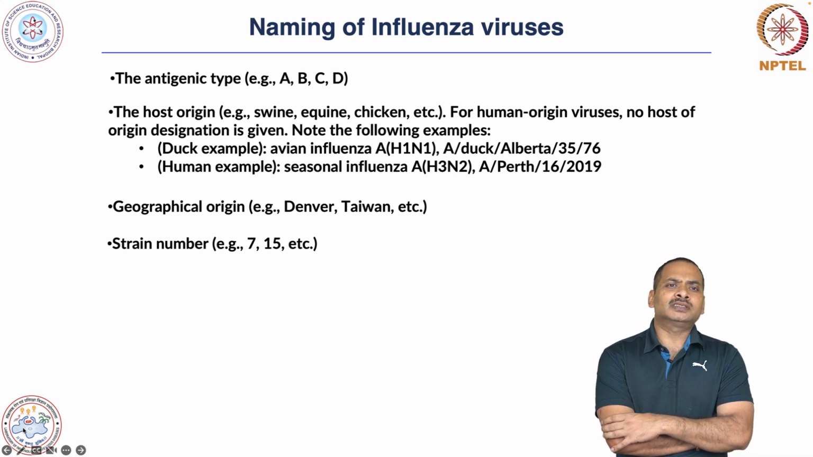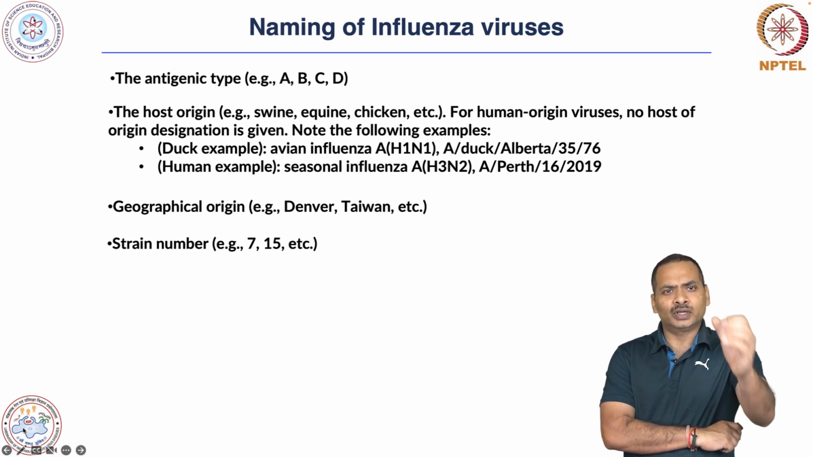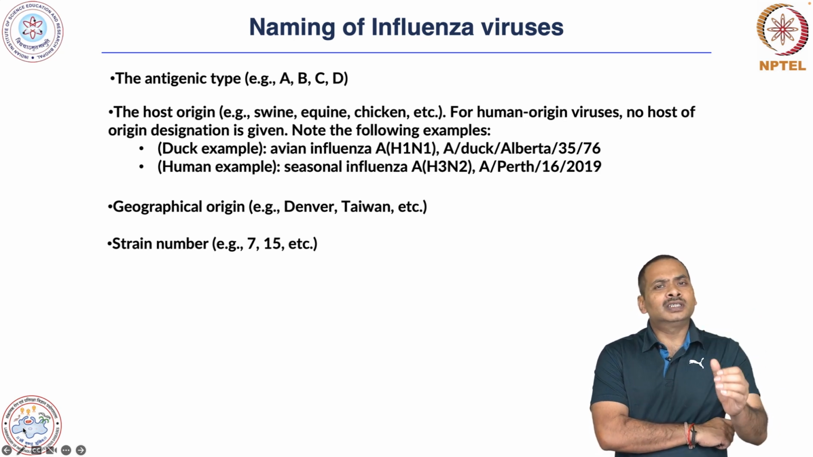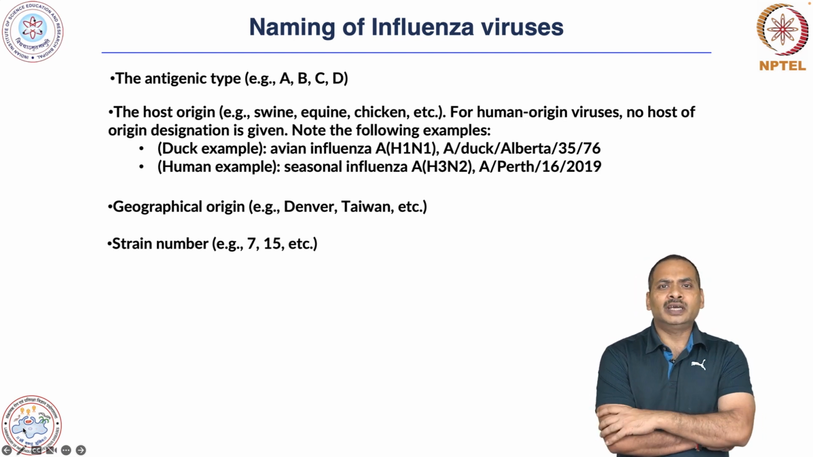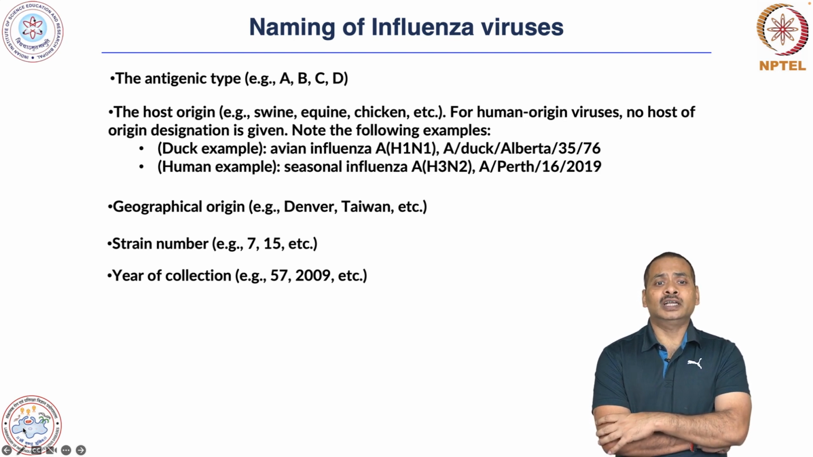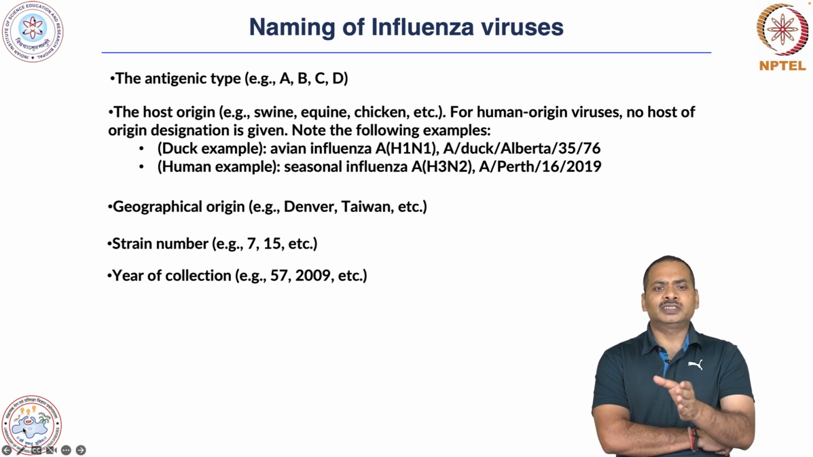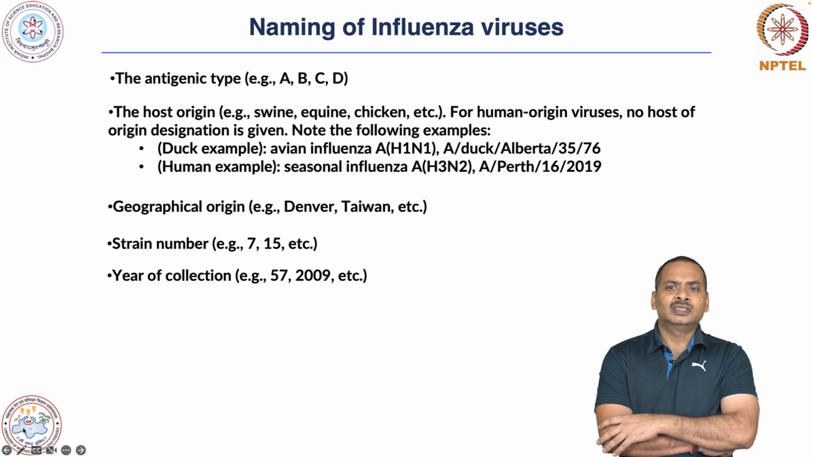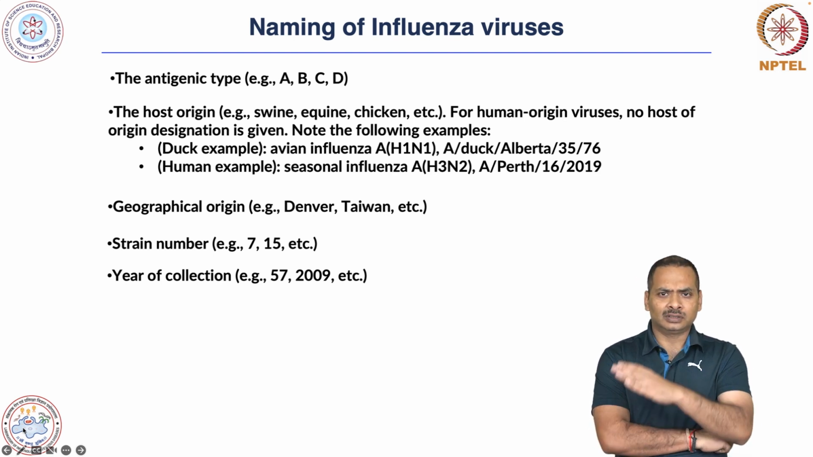The strain number is nothing but the order of discovery. This virus was discovered first, so that will receive the first number. Another influenza virus is discovered at the 10th number, so we give the number 10. Then the year of collection, when this sample was collected. So here you can see in the above example there is a 76 written, and 2019 is written. So the year of collection is also included.